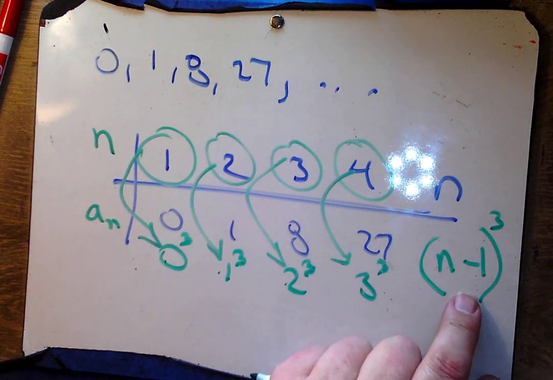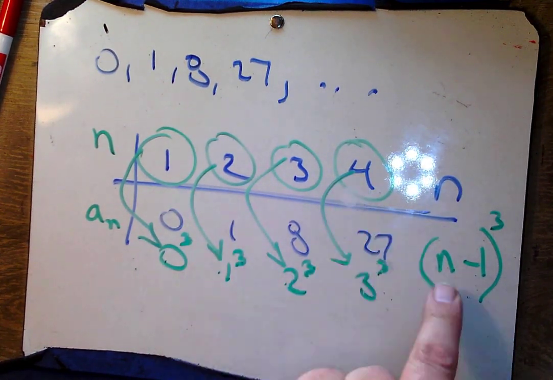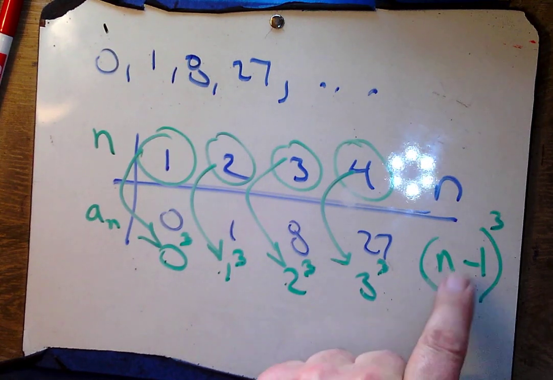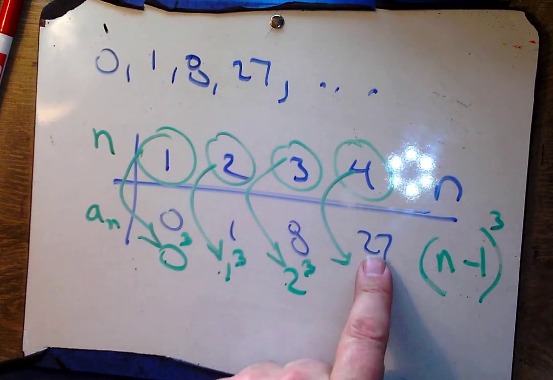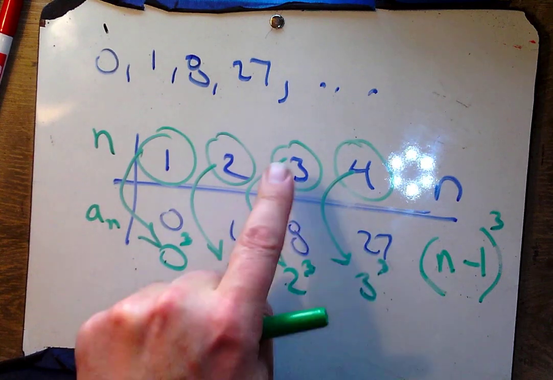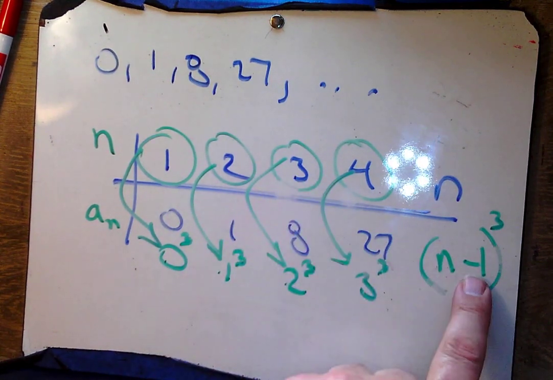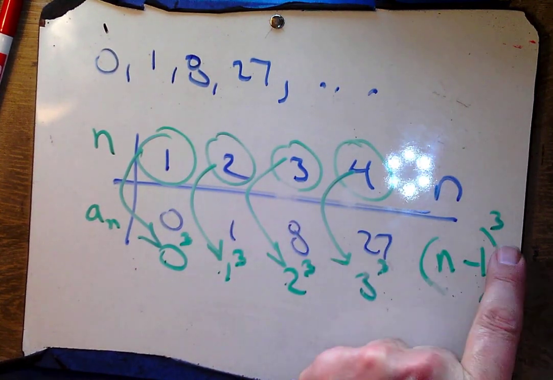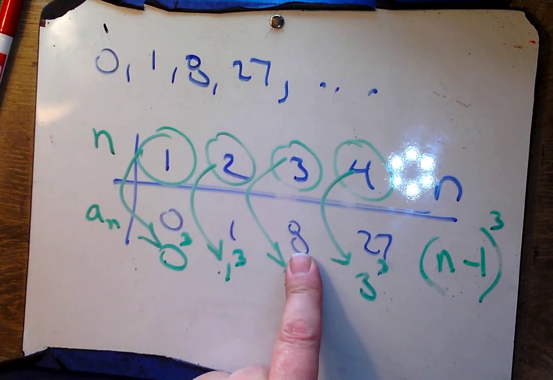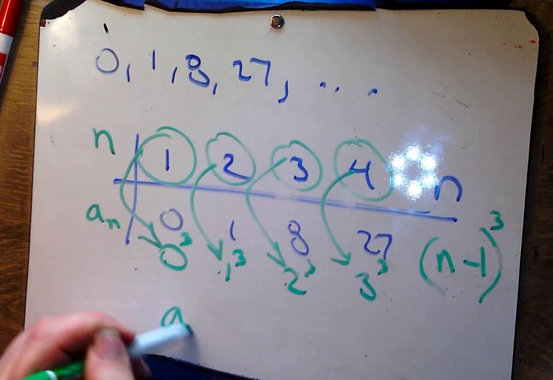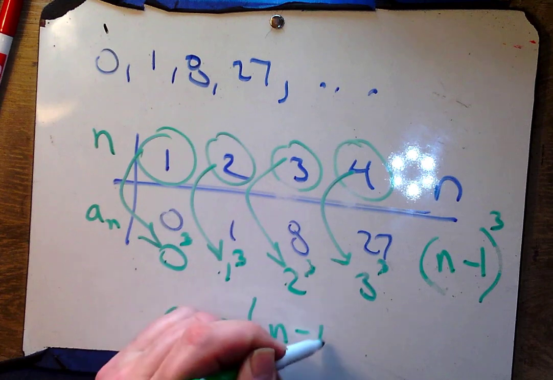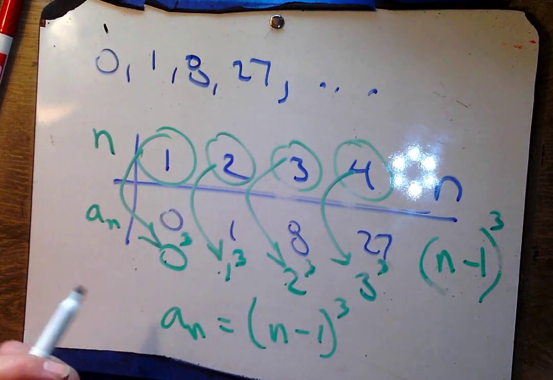So let's see if that works. If n equals 4, 4 minus 1 is 3. 3 to the third, yeah, that's 27. If I plug in a 3, 3 minus 1, 2, 2 to the third, 8. And so that's it. My rule here, a sub n, is n minus 1, to the third.